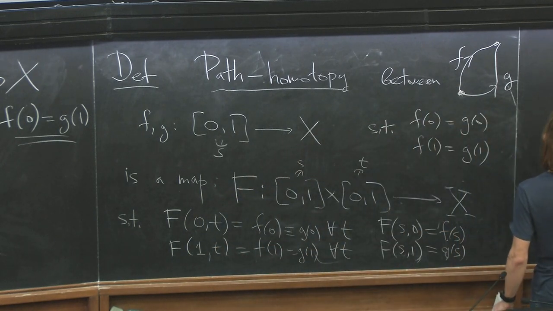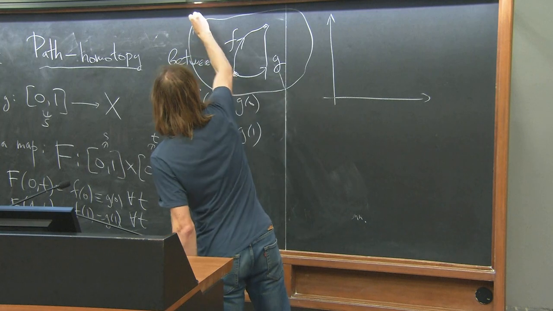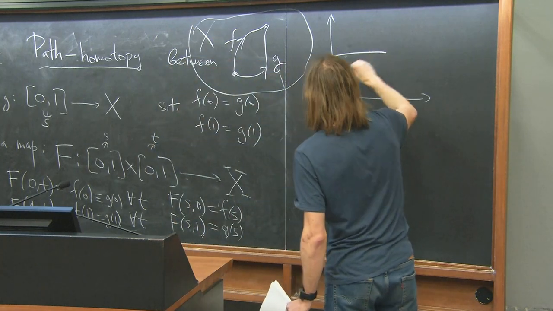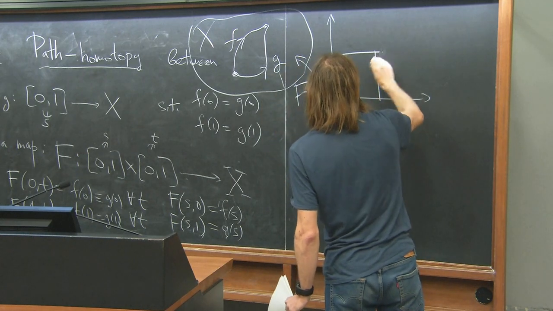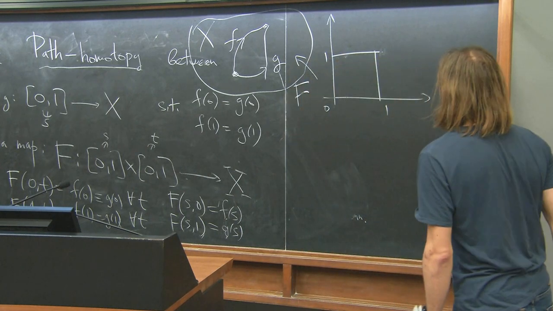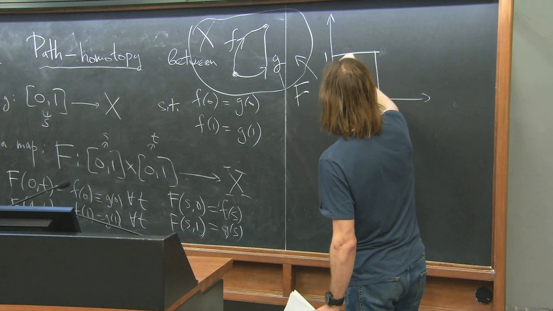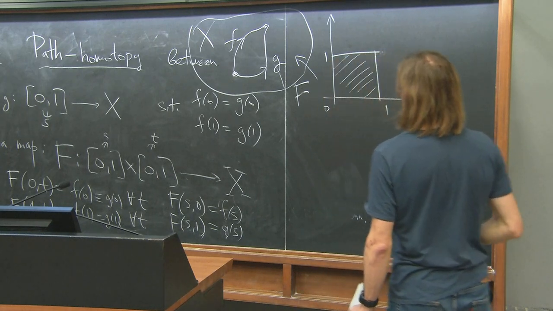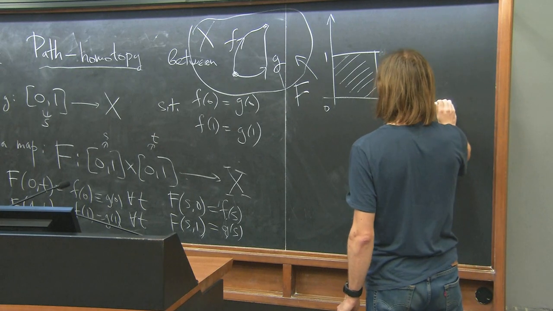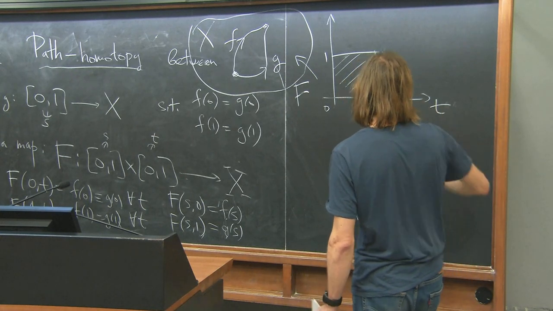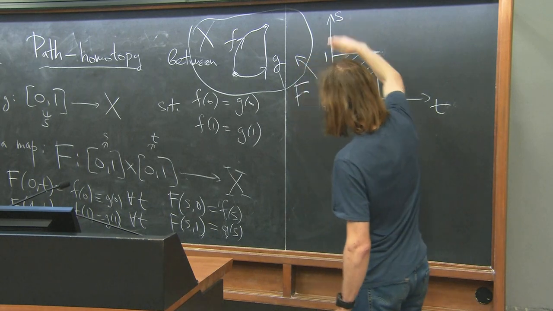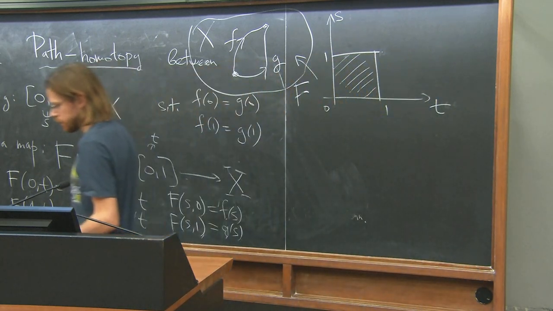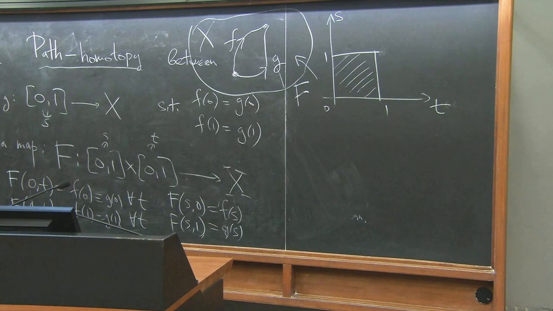So let me draw the following picture. Essentially we have a map. We have some topological space X. So big F defines a map from a square to this topological space X. Let me denote here, this axis will denote the homotopy parameter t, and this is s, the parameter of my path.